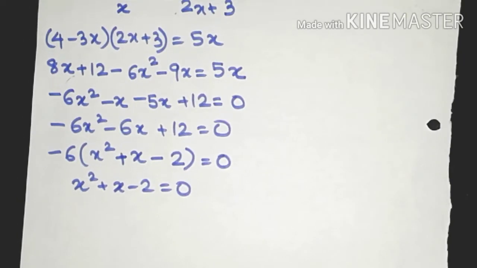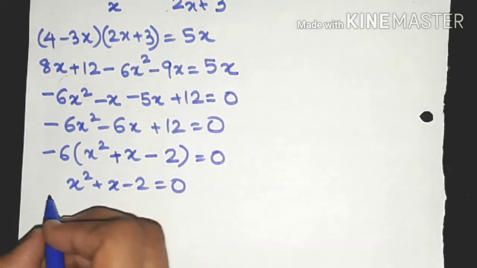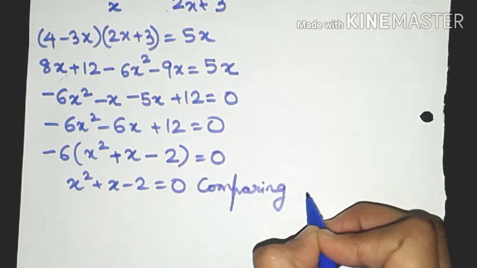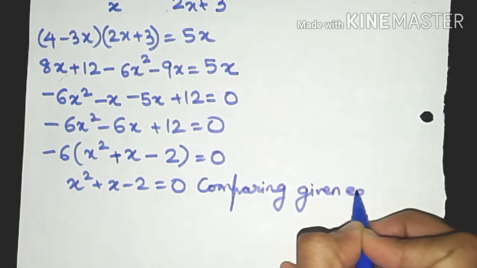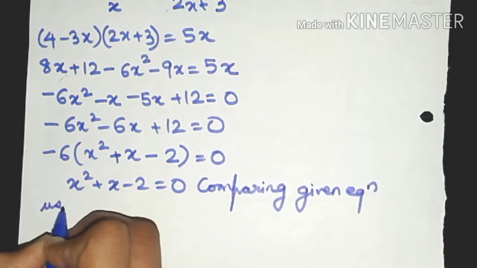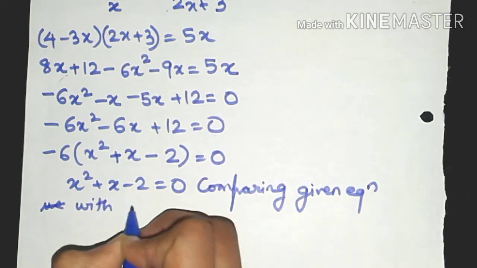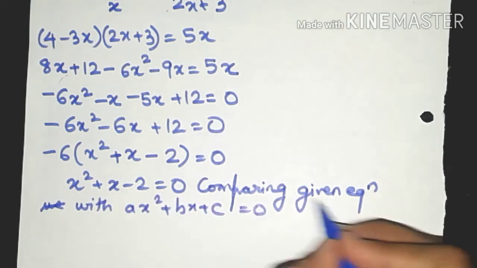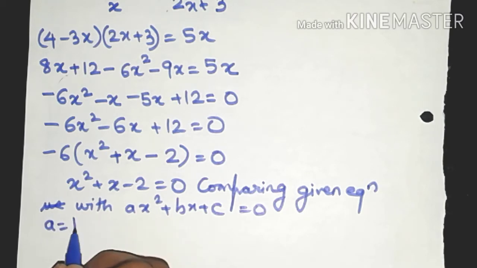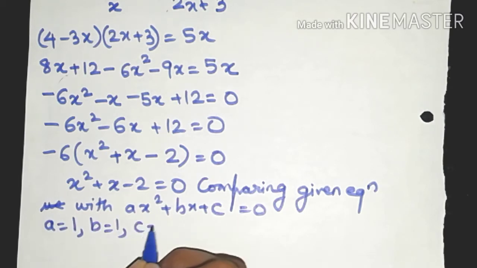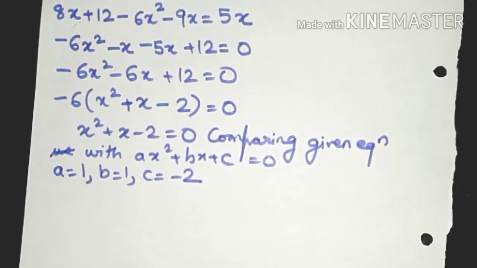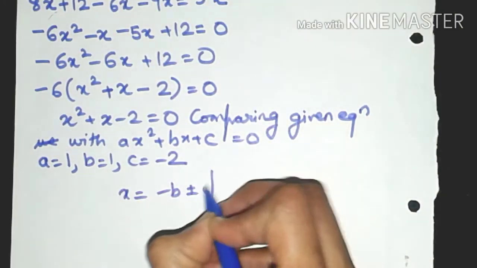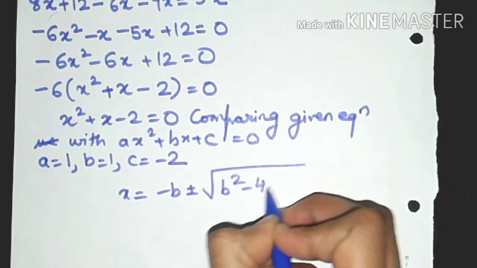Now, since you have to use the formula method, we have to write the statement comparing the given equation with this equation. What is my value of A? 1, B is 1, C is minus 2. Now the formula. This is the formula. I hope you know this.